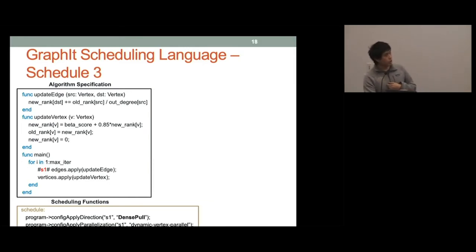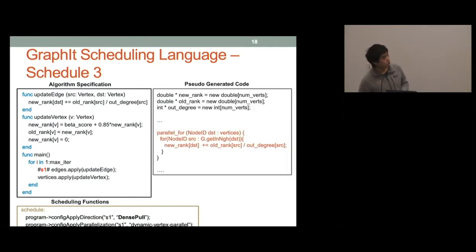Now you can also change the direction that you want to do this edge apply operator in. So now instead of doing a sparse push, we're going to do a dense pull. And what this means is instead of passing our PageRanks to our neighbors, we're going to read the PageRanks from our neighbors and then try to update it on our own PageRank location. So what that corresponds to in the pseudo-generated code is we're just going to swap the two loops. So now the outer loop is going over the destination vertices, and then the inner loop is going to loop through the incoming neighbors for each of the destination vertices, and this corresponds to the source vertices.